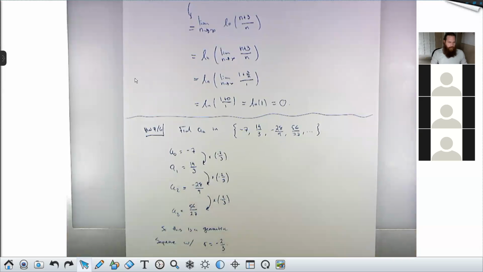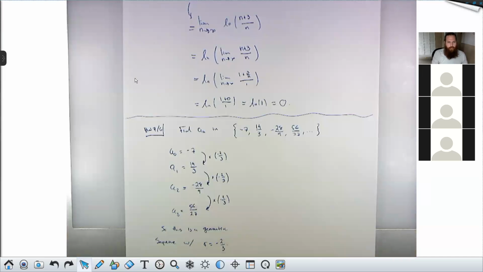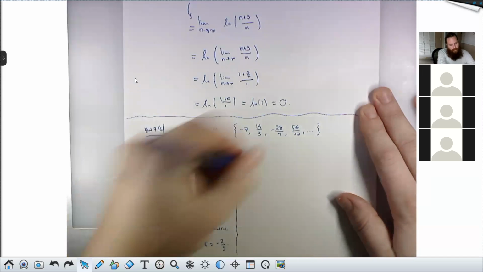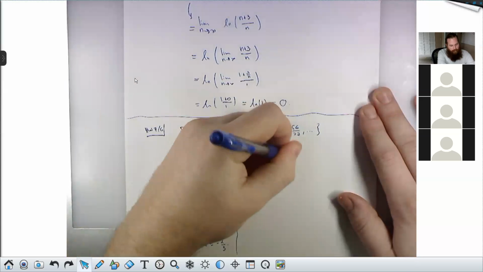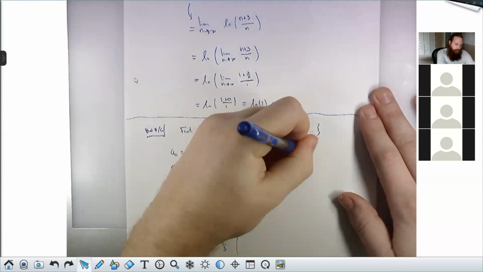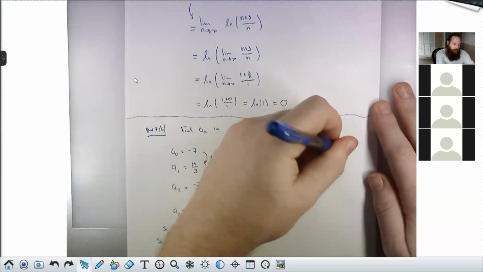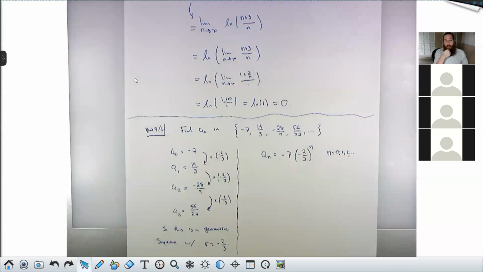And I think all of your common ratios should be -2/3, even if your starting value is a little bit different. So I could say a_n is equal to -7 times (-2/3) to the n, where n runs from 0 onwards. And this will work great.